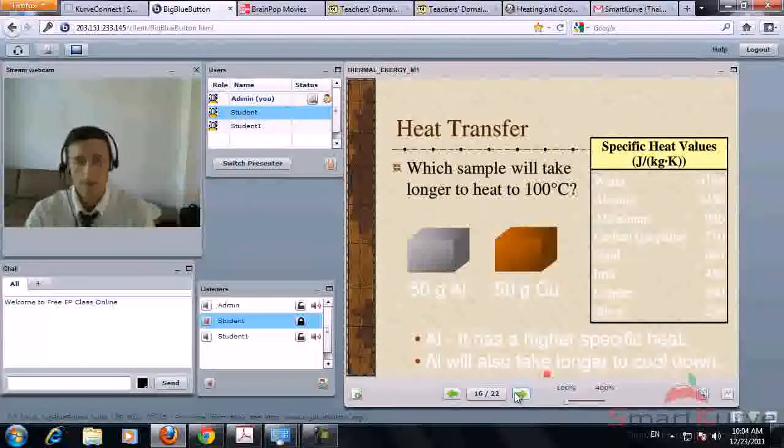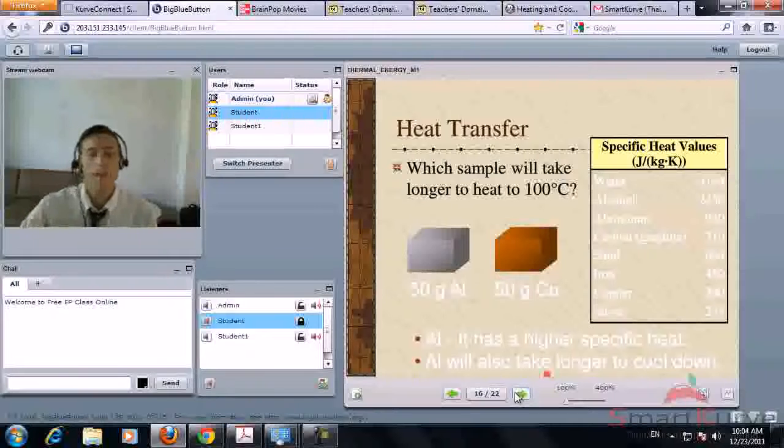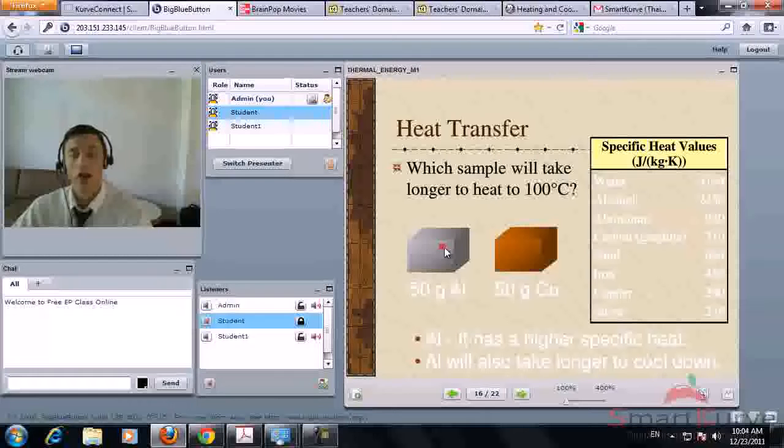Now, let's look at an example. On slide 16, we have a 50-gram block of aluminum and a 50-gram block of copper, and it asks which sample will take longer to heat to 100 degrees Celsius. Which metal will require more energy? Well, let's look at our specific heat.